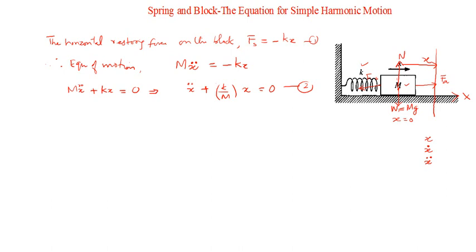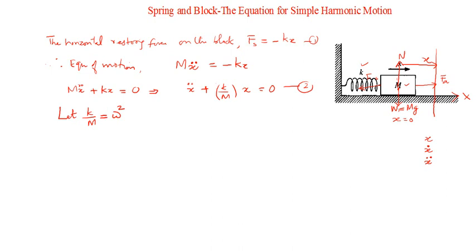Now you can see that here x double dot is the acceleration of the block, k is the spring constant of the given spring, m is the mass of the block, and x is the displacement which is measured from the mean or equilibrium position. Now since k is a constant and m is yet another constant of the system, I can replace the k and m ratio by another symbol. So let me introduce a quantity k by m. It's a ratio of two constants, so that should be a new constant.